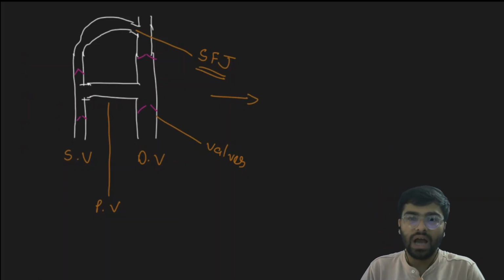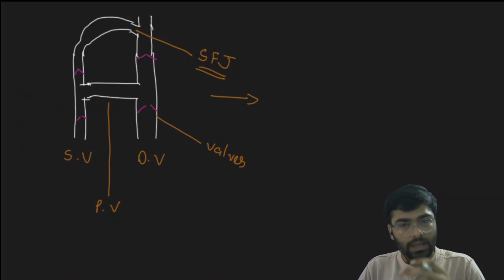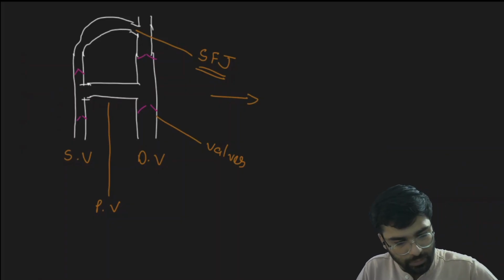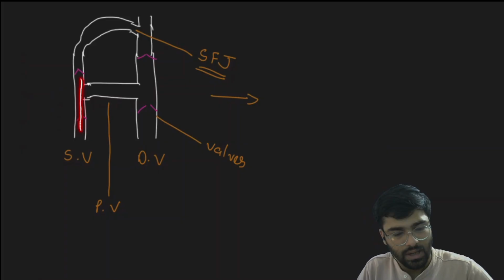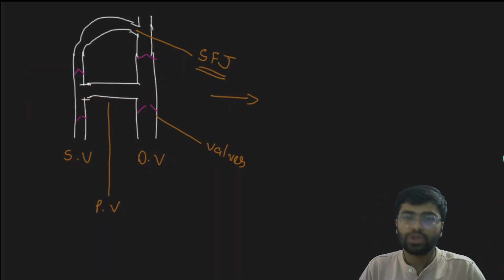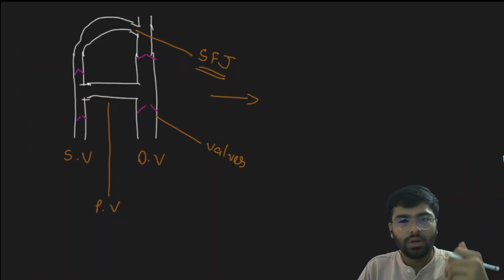What is the function of a valve? The valve prevents the downward flow of blood. Suppose the blood is going above, it should not come down. Yes, it should go to the heart. The heart is above; I'm talking about the legs. So blood should go above. These valves prevent the backflow of the blood.